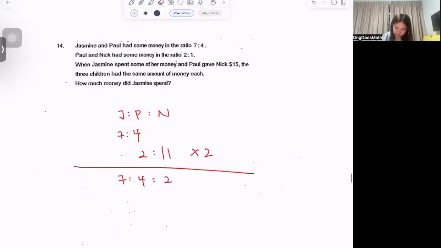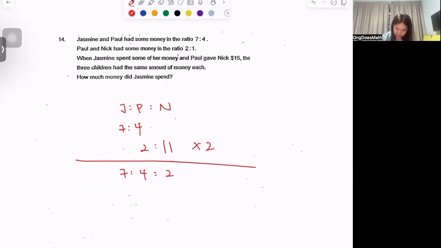So now we are also given that Jasmine spent some of her money. So we don't know how much, but now we know she got less money. So we don't know minus how much. But Paul also gave Nick $15. So, okay, wait, let me just clarify. These are all in units.